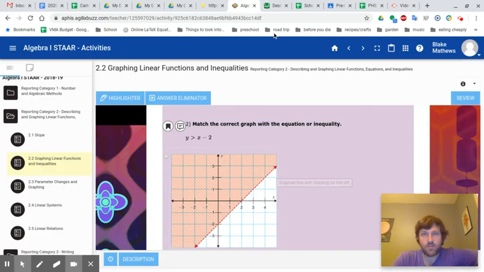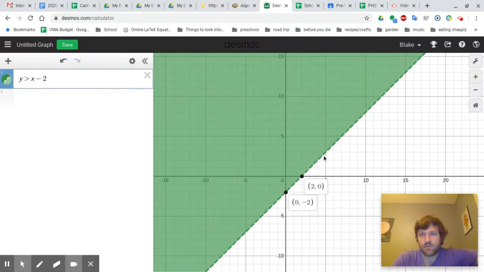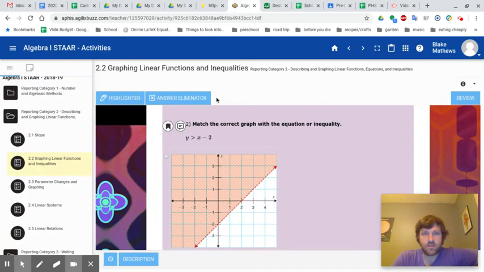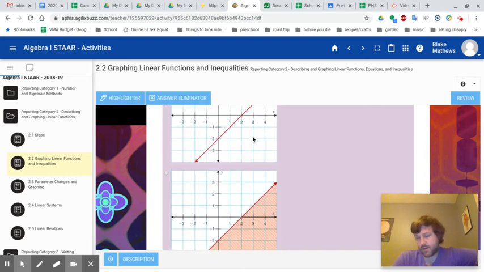And also the dashed line would have been a helpful thing to see. Notice this has a dashed line. So that's coming from this symbol right here. So there we go. All right.